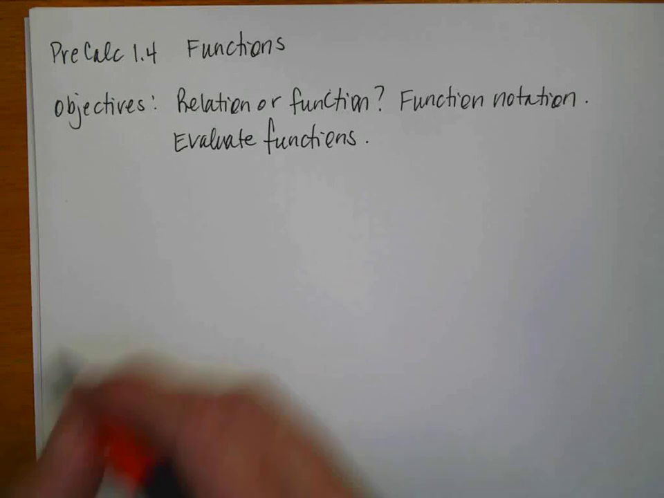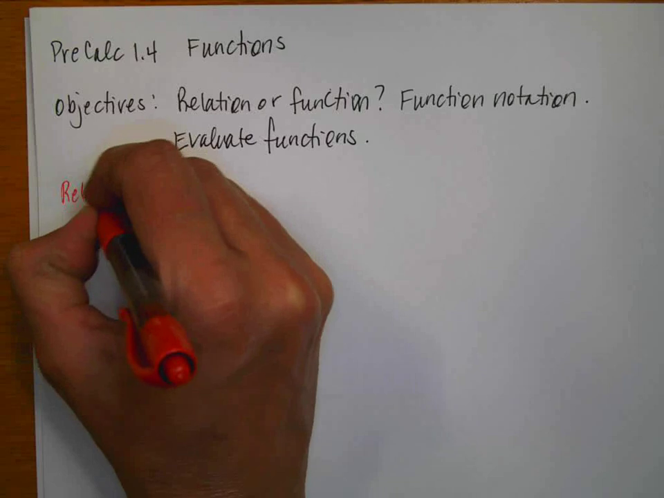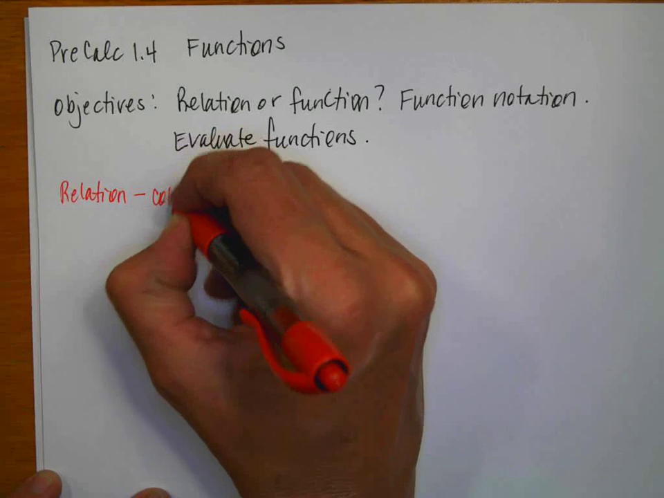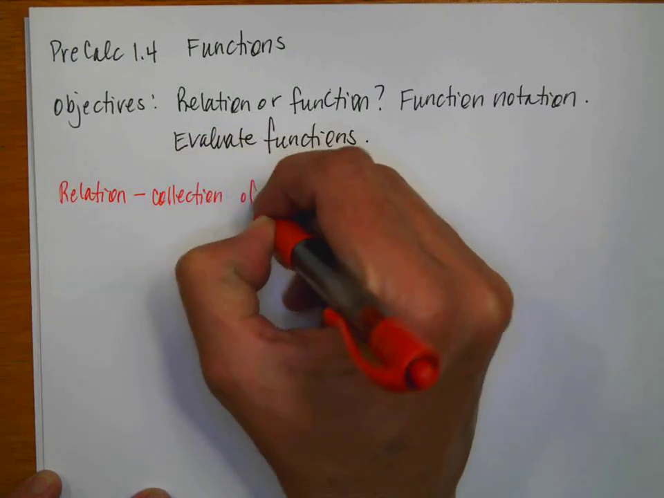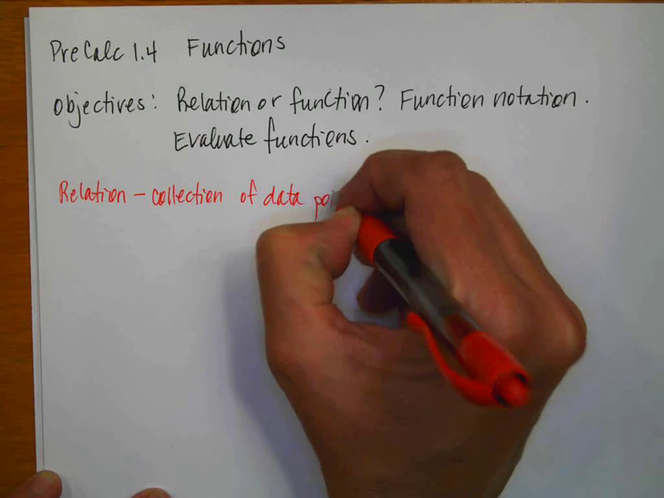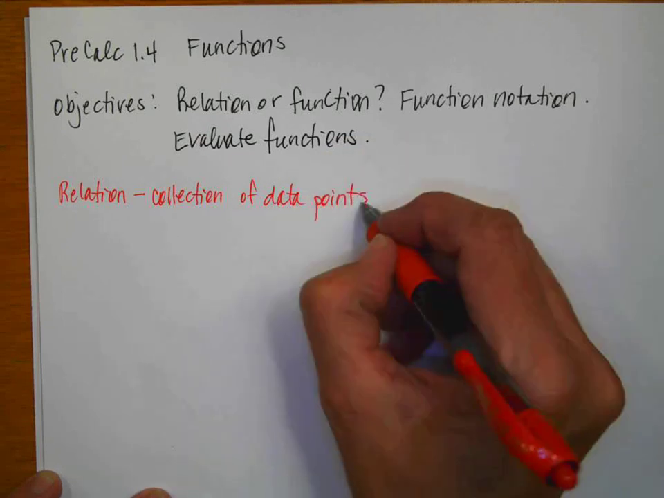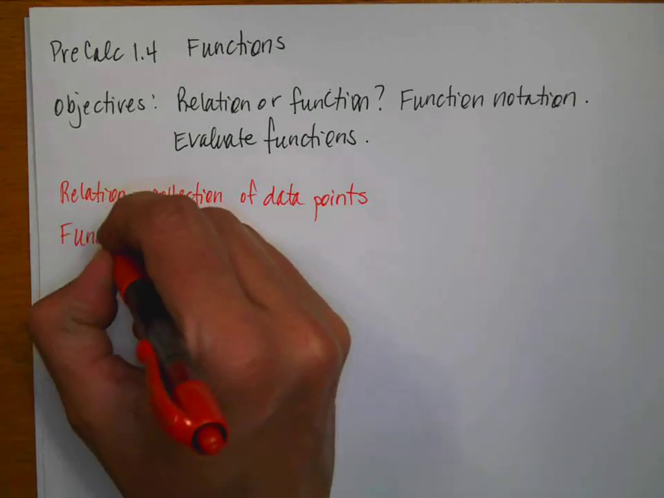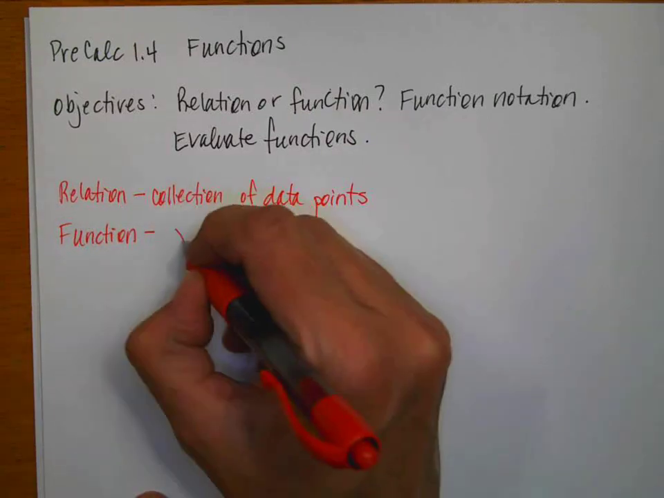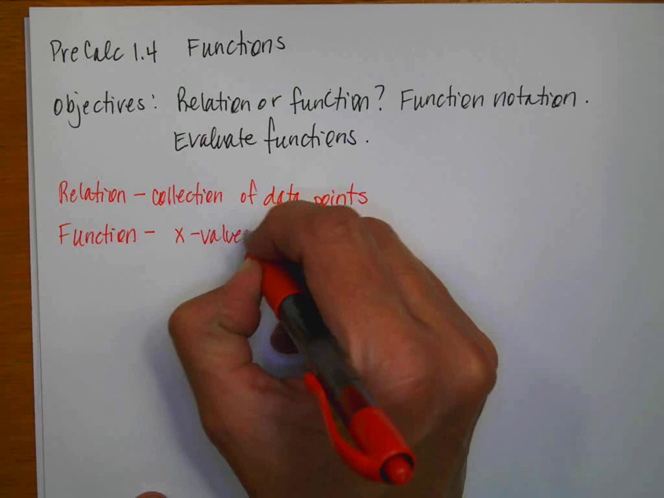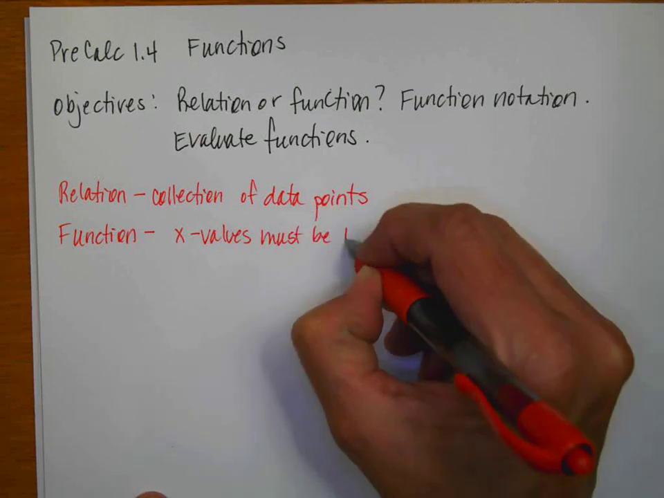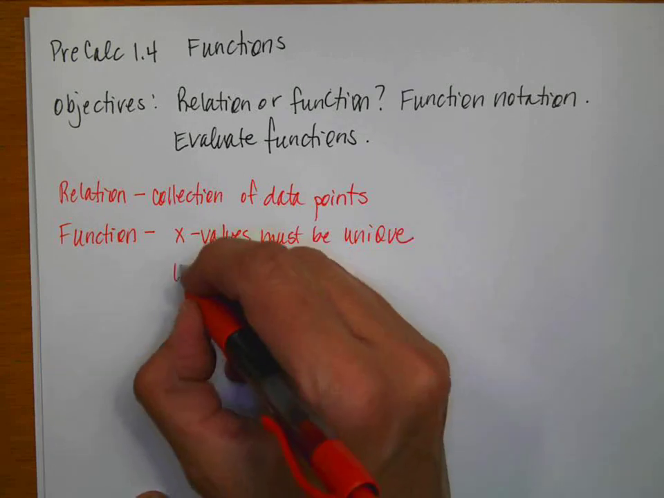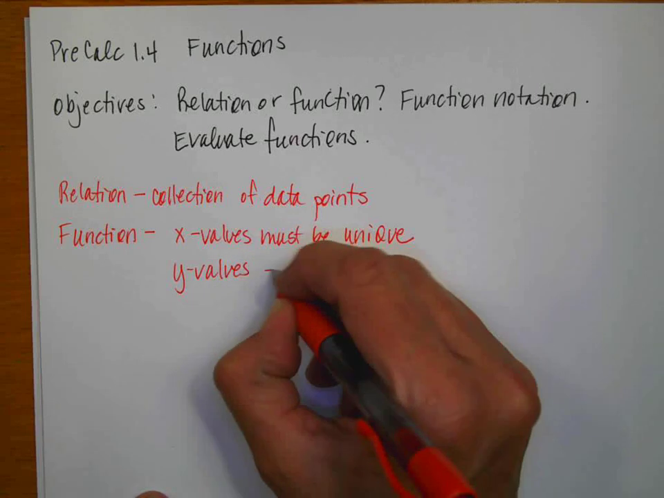All right, as we begin, we just have some vocabulary. So the first word that we want to talk about is a relation. And a relation is just simply a collection of data points. That's all it is. So it could be a table of values. It's just a set of data. If that set of data is a function, then the x values must be unique, which means that the x values can't repeat. The y values, on the other hand, can be anything.